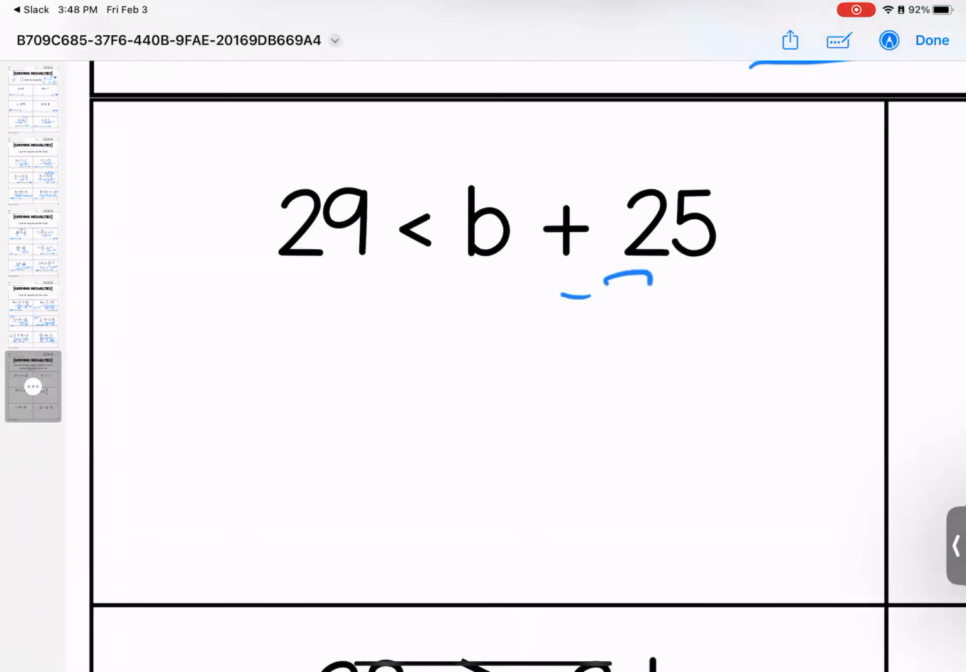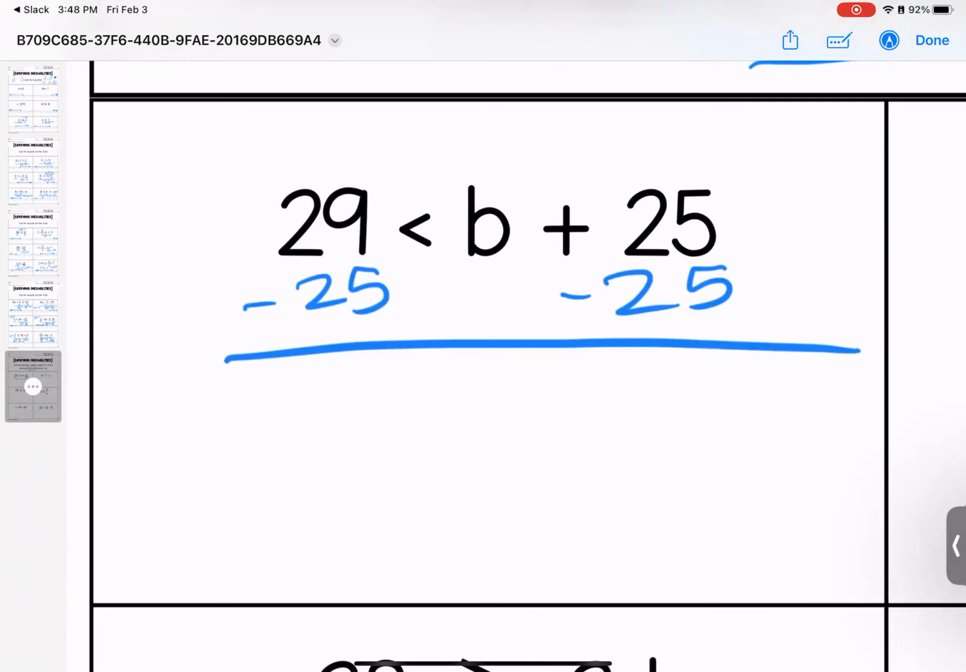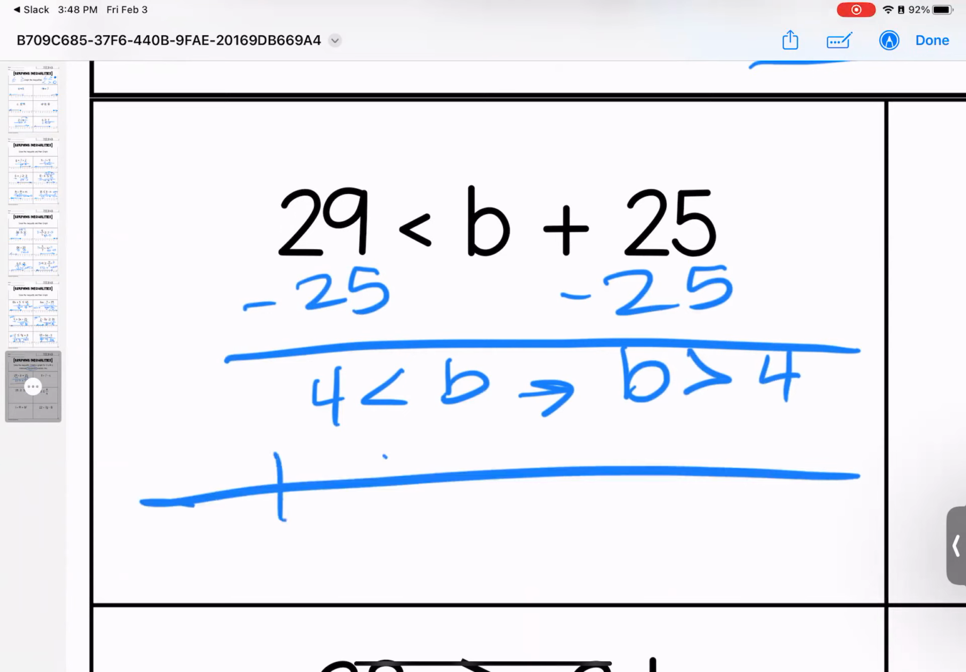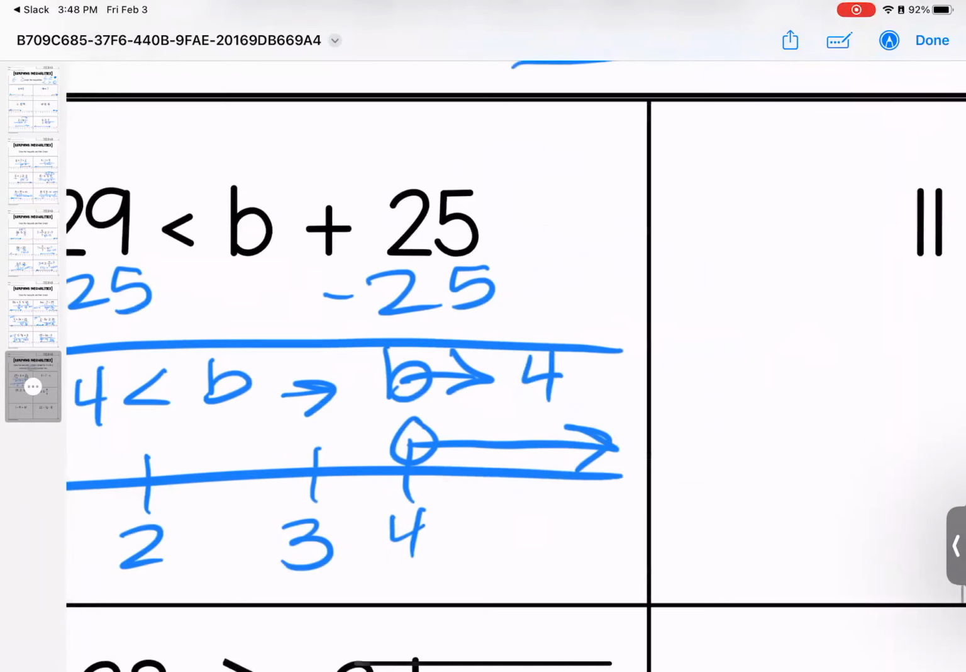So let's start with subtracting 25 from both sides. That gives me 4 is less than b. I'm going to flip it. B, 4, mouth is going towards the B. So if I draw my line really quick, I'm going to do 4, 3, 2, 1. I'm going to put my circle at 4 and my arrow goes to the right.